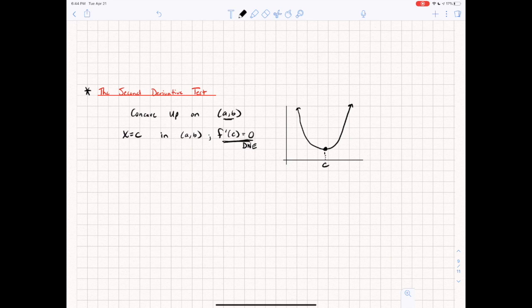And so what this tells us is if I know that my graph is concave up, and I know that this is here, then notice at this point I would have a relative minimum. So how do I know I'm concave up though? Well, if I was to determine concave up, I would have to go through and find the second derivative, right? I'm saying that the second derivative is positive on that interval. Well, if c is in that interval, then that means if I plug c into the second derivative, it has to be a positive value.